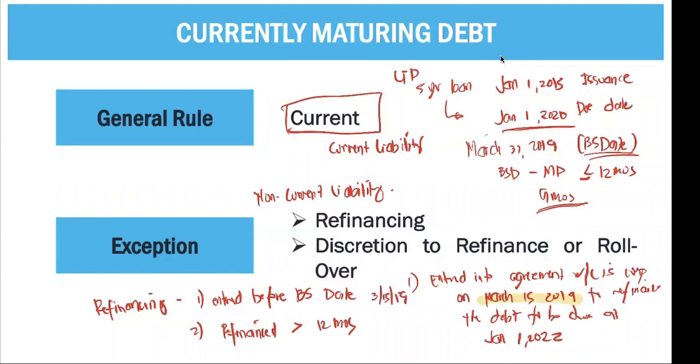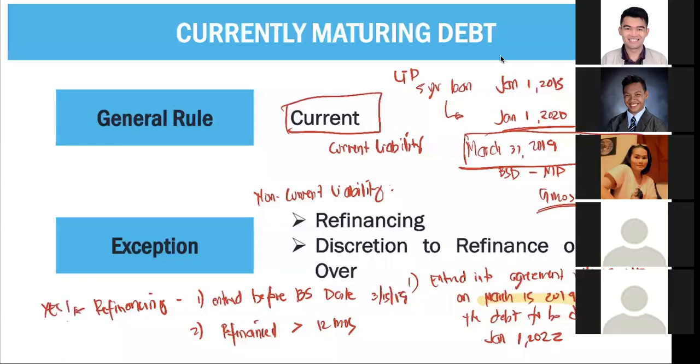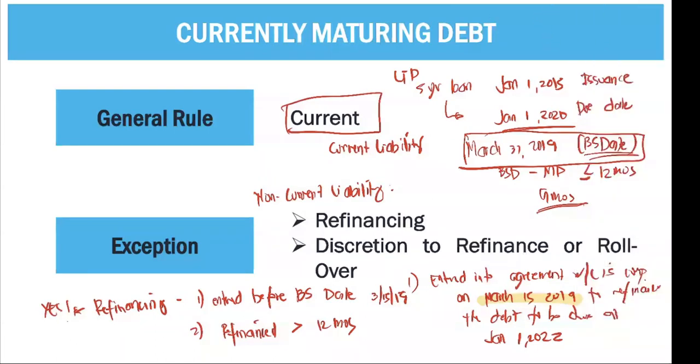Okay? Remember, what's the date today? That is March 31, 2019. And then we entered March 15. Question, is March 15 before March 31? The answer is yes. Therefore, there is a valid refinancing.